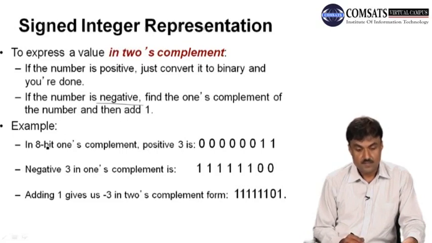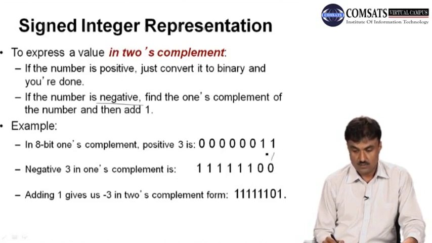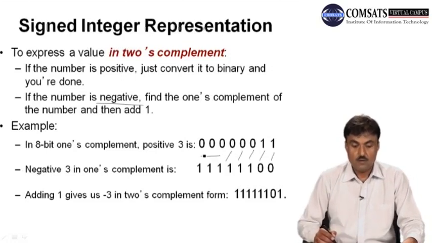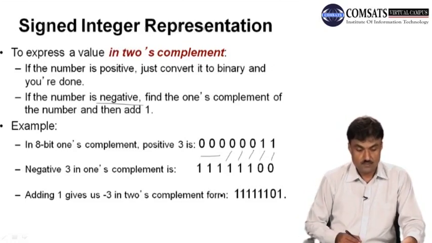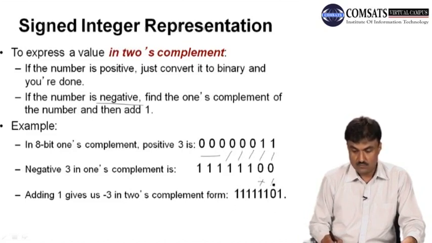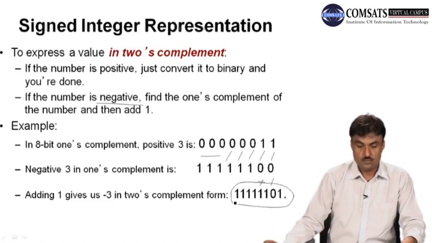For example, the 8-bit representation of positive 3 is 0, 0, 0, 0, 0, 0, 1, 1. So negative 3 in 1's complement is this one. We complement all these ones to zeros and zeros to ones, and so on for the rest of the whole number. This will be the 1's complement for negative 3. And if we want to perform 2's complement, we add 1. So if we add 1, this will be the result, and it will give us the value for minus 3 in 2's complement.